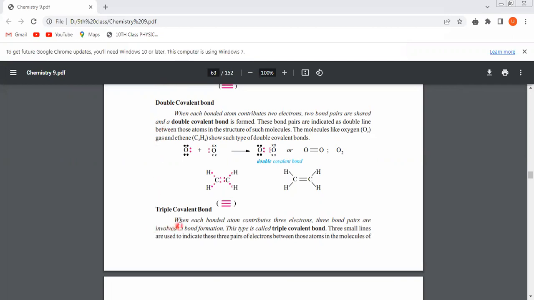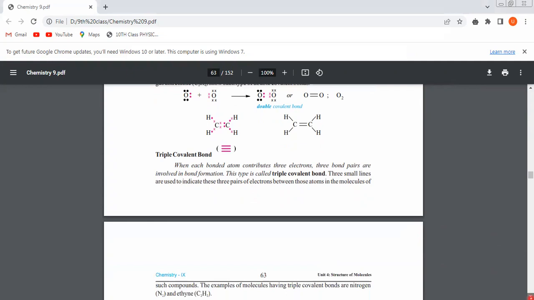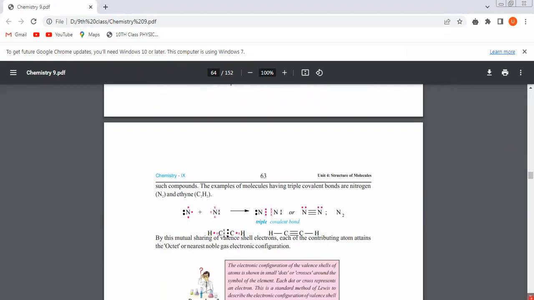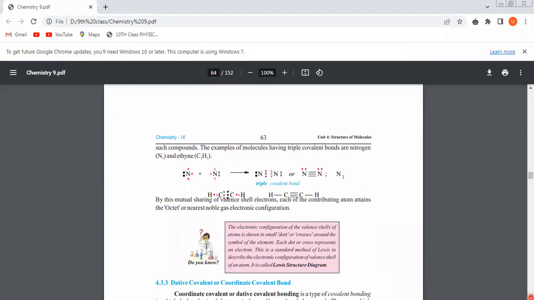Triple covalent bond: when each bonded atom contributes three electrons, three bond pairs are involved in bond formation. This type is called a triple covalent bond. Three small lines are used to indicate these three pairs of electrons between those atoms in the molecules of such compounds. Examples of molecules having triple covalent bonds are nitrogen N2 and ethyne C2H2. By this mutual sharing of valence electrons, each of the contributing atoms attains the octet or nearest noble gas electronic configuration.